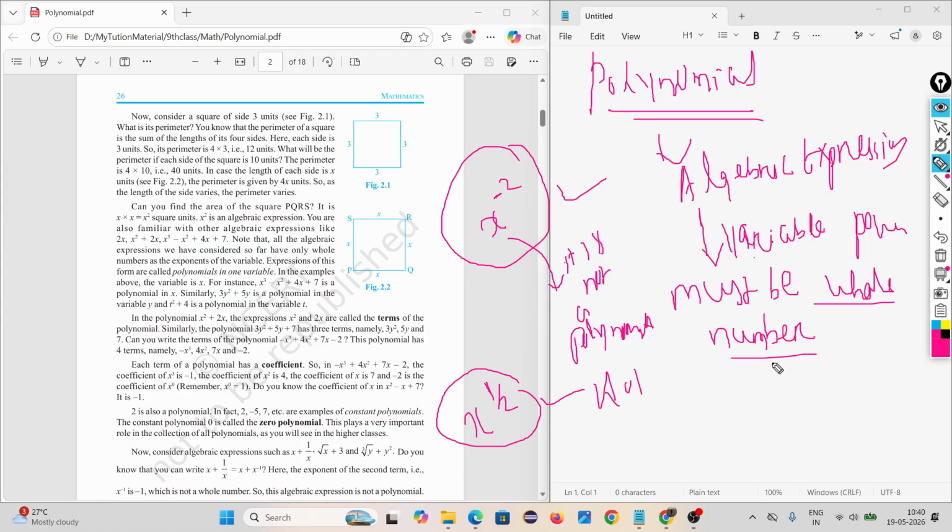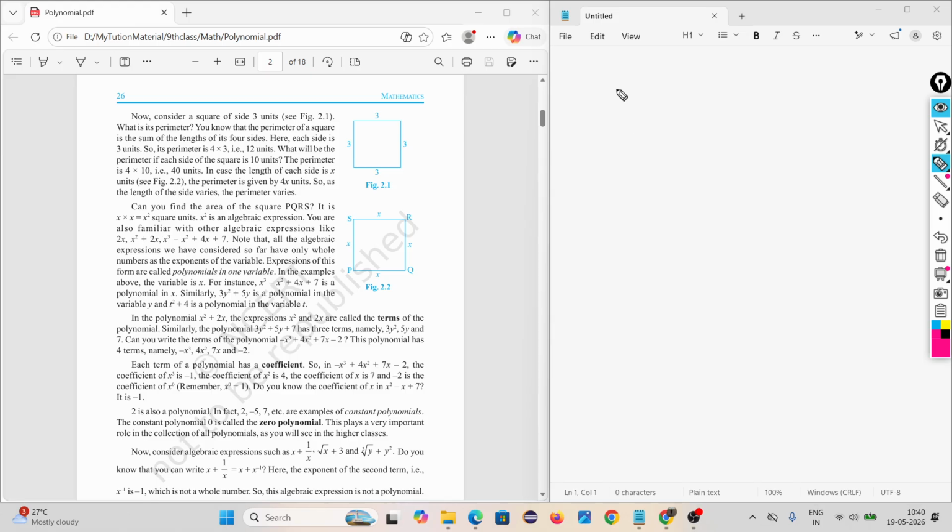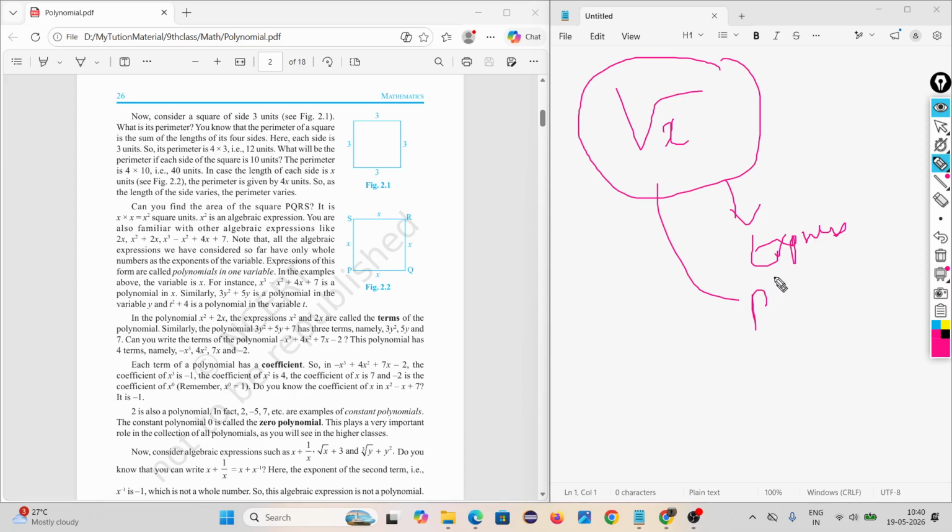Don't look at the constant power, look at the variable power. I am writing 7x plus 2 minus 2 power minus 2. Is it a polynomial? Yes. Why? Because here the variable power is 1, and 1 is a whole number. Don't look at the constant power. Only look at the variable power. Root x. Is it an expression? Yes. Is it a polynomial? No, because I can write root x as x power 1 upon 2.